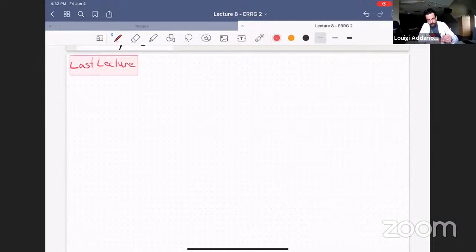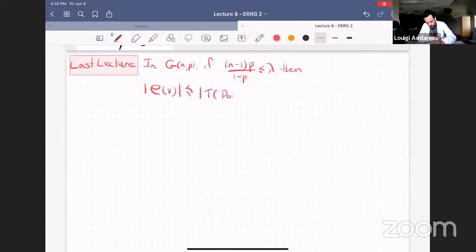So we had that we're in the graph G(n,p). If the parameter satisfies that (n−1)p/(1−p) is at most lambda, then the size of the component containing any fixed vertex is stochastically at most the size of a Poisson(lambda) Galton–Watson tree.